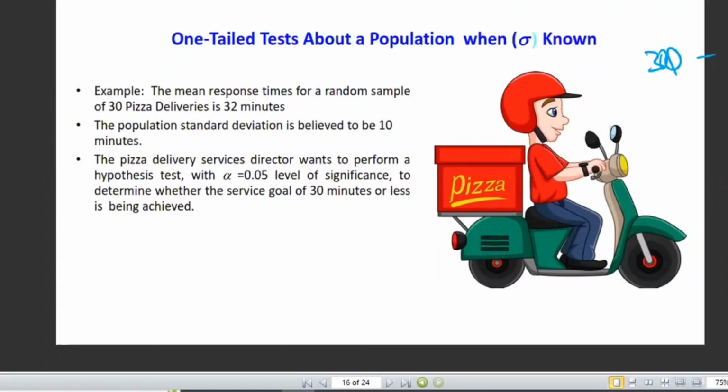Clear? Is it clear now? If mu is greater than 30, take action. If mu is less than 30, no action. Because their requirement, the service goal, is 30 minutes. If that is achieved, what action will they take? No action. If it is not achieved, they will take action.